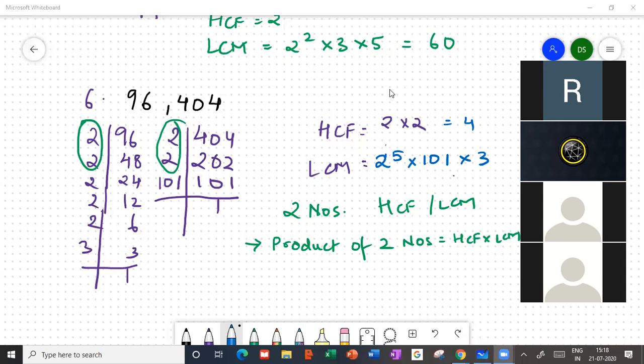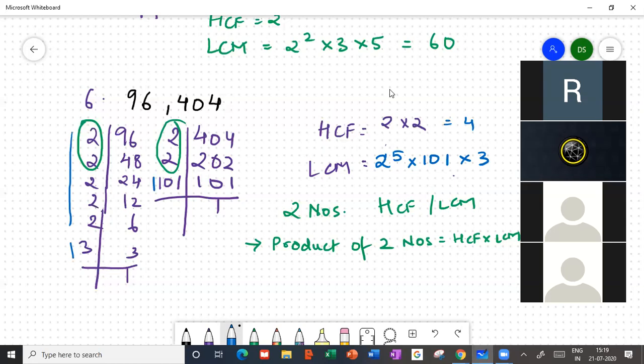Okay. So in HCF, what do you do? You check for common factors. In LCM, you check for the highest power of all possible factors. So the highest power of 2 here is 2 to the power 5 in 96. Then you add 3, only 3 to the power 1, and then 101.